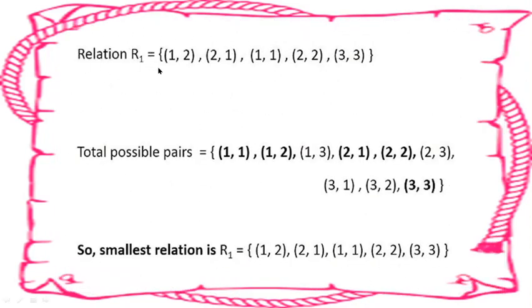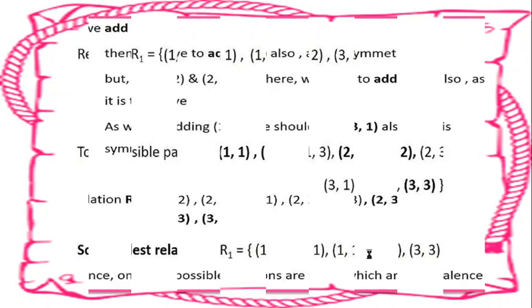So the relation R1 is (1, 2), (2, 1), (1, 1), (2, 2), (3, 3). (1, 1), (2, 2), (3, 3) make it reflexive. Then symmetric: (1, 2) and (2, 1). Then for transitive: (1, 2), (2, 1) and (1, 1). Yes, all are there. So the smallest relation is R1: (1, 2), (2, 1), (1, 1), (2, 2) and (3, 3).